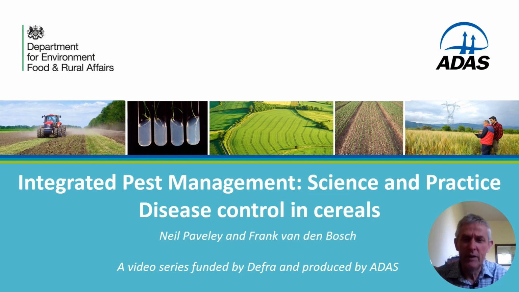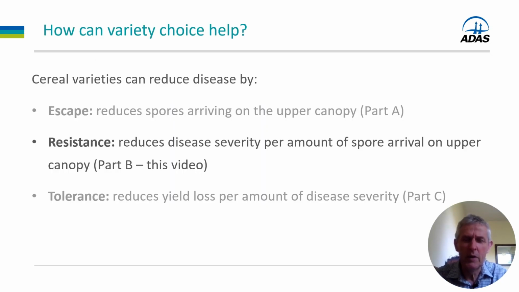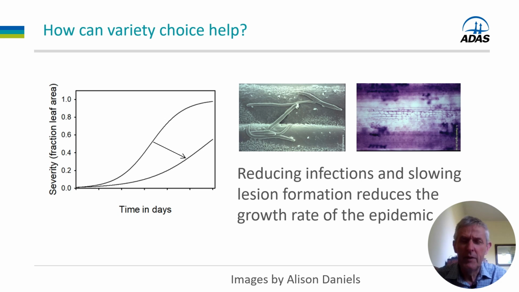In this video on integrated pest management, we're going to take a look at how the disease resistance of varieties can help reduce disease severity and how we can better exploit that. So the effect of host resistance is to reduce the proportion of spores that manage to successfully infect the plant, and for those that do manage to infect successfully, the host resistance can slow down the formation of disease lesions, and the combined effect of that is to reduce the growth of the epidemic.